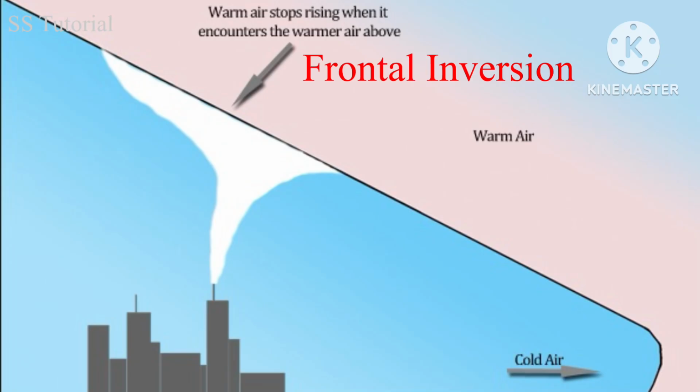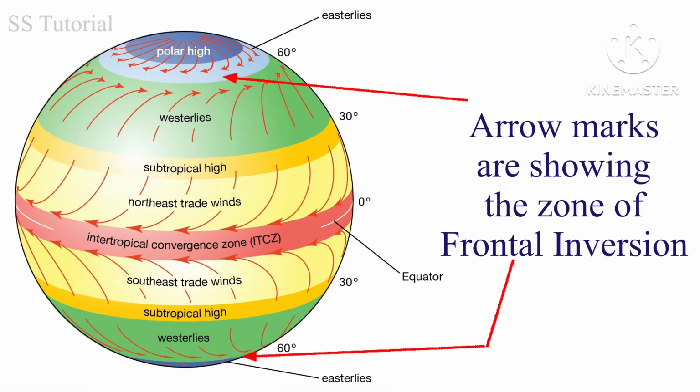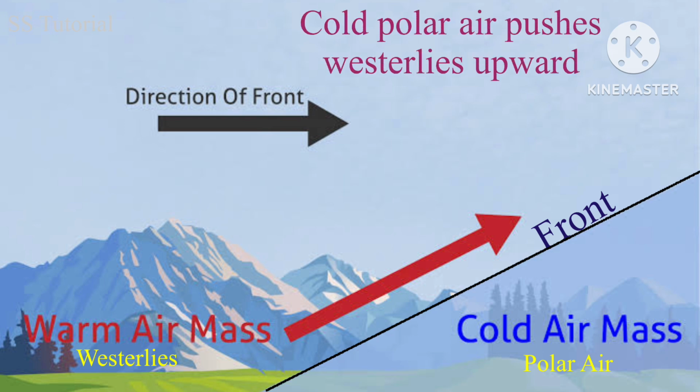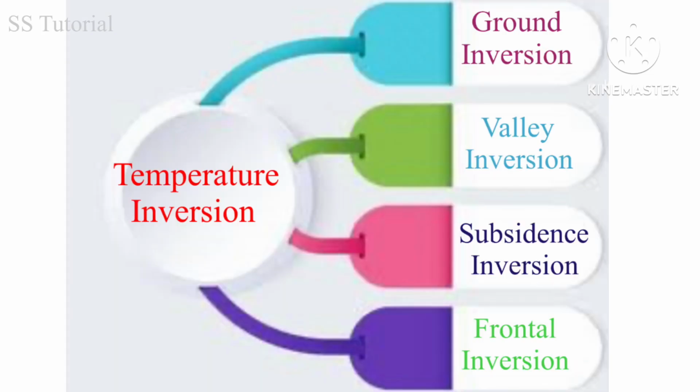Let's know frontal inversion. Frontal inversion happens in the temperate region, where westerlies and polar winds meet together. When winds of two different temperature and density meet together and create a front, then cold polar air pushes the warm westerlies upward along the front, as polar air is heavier than the westerlies, which causes temperature inversion. Hope all these 4 types of inversion of temperature are clear to you.